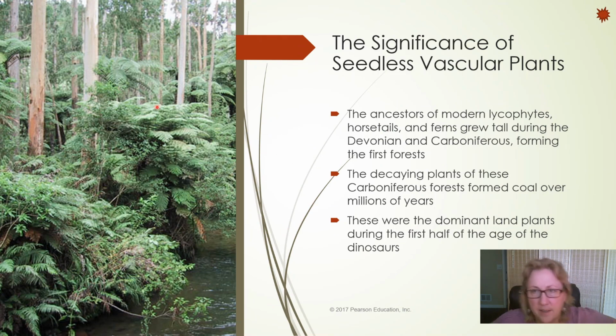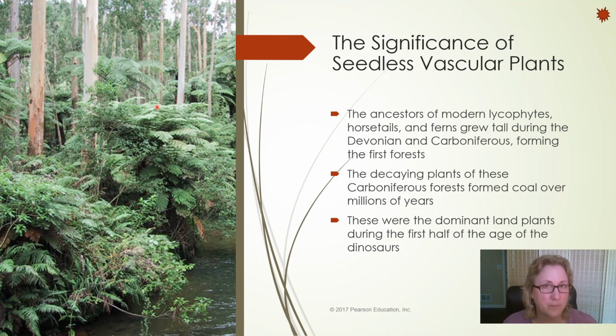So seedless vascular plants, that's what we finished talking about here, the ferns and the lycophytes. They were extremely dominant in the early part of the age of the dinosaurs, and before that, before the dinosaurs evolved, the age of reptiles. They didn't decay completely, those forests, those carboniferous forests, and that led to these fern trees and all these other huge club mosses and everything ending up being buried without completely decomposing, and that formed the fossil fuels like coal that we're still mining today.